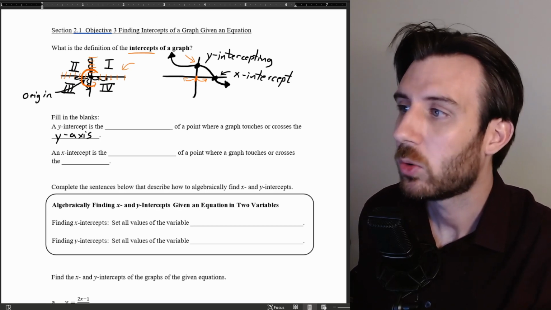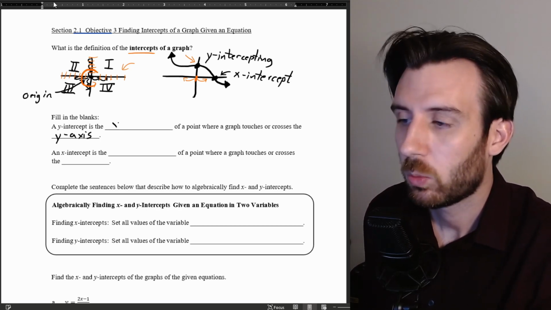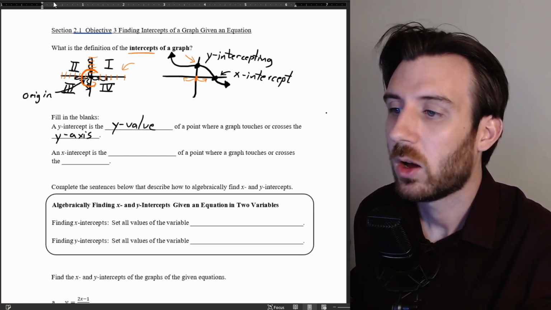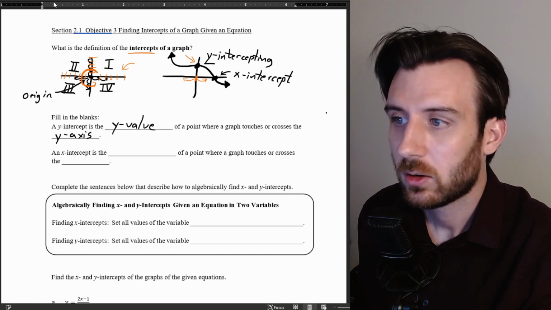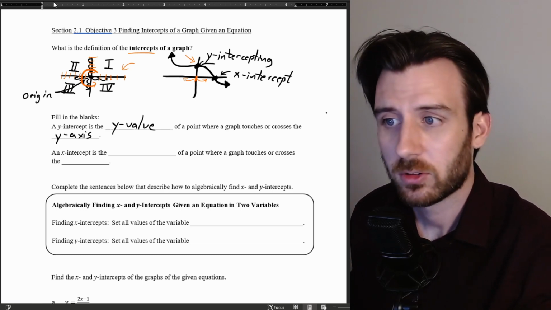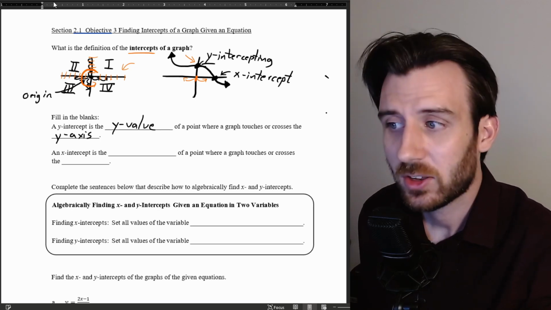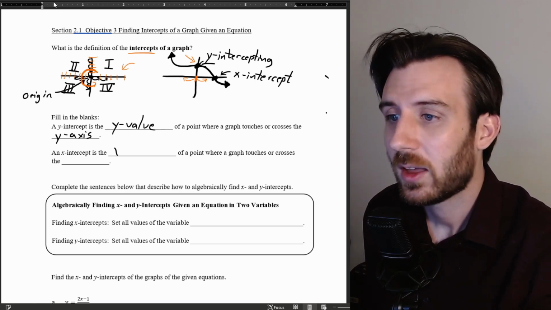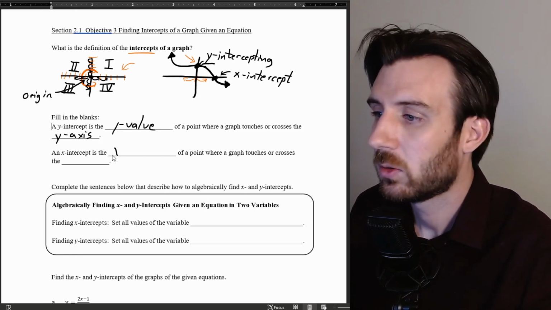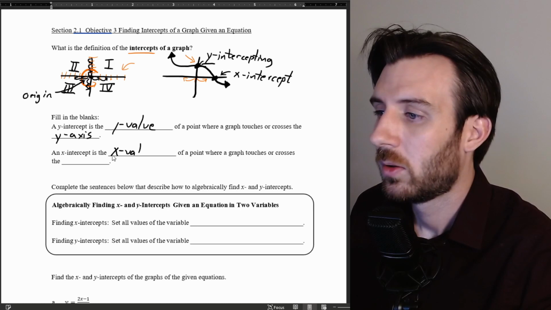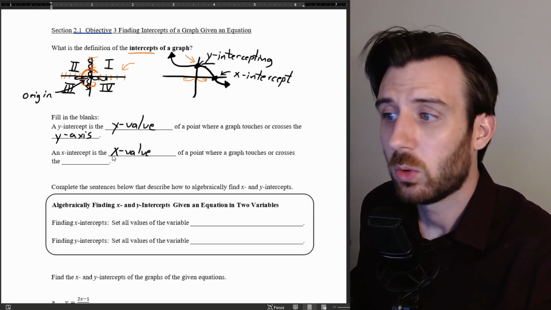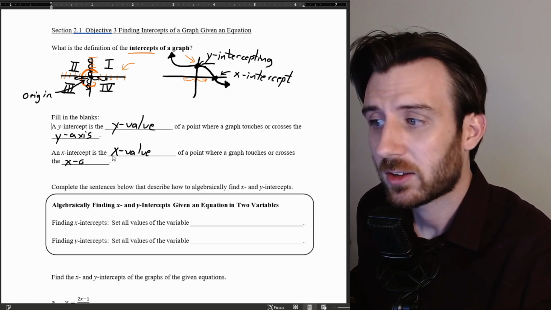The y-intercept is going to be the y value. It's the y value of the point right here, where the graph touches or crosses the y-axis. Okay? The x-intercept, similarly now, is going to be the x value of the point where the graph touches or crosses the, well, for the x-intercept, it would be crossing the x-axis.